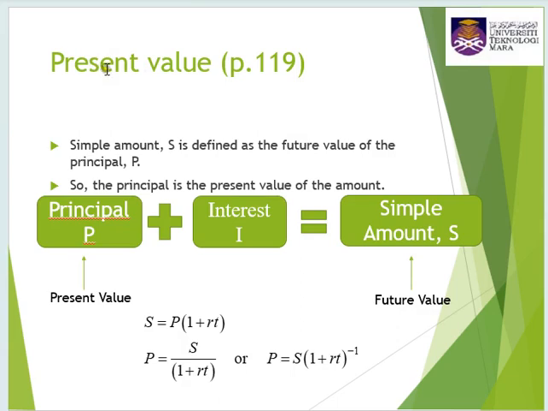Now let's proceed with present value. What is present value? As we know, simple amount S is defined as the future value of the principal. Present value is also called the principal. How do you get your future value? As I mentioned just now, it is your principal added with the interest. So once again, present value is also your principal, the initial money or the loan that you have at the beginning. Let's proceed with the example.